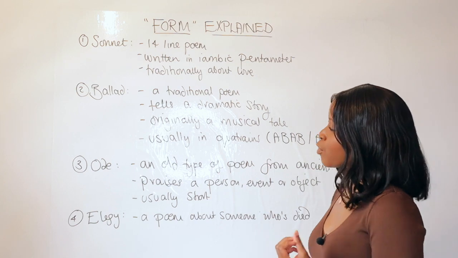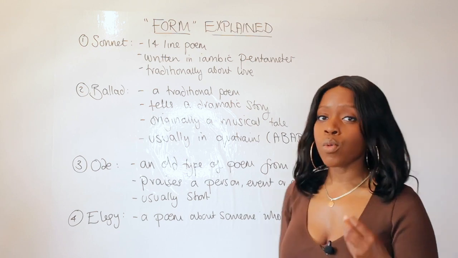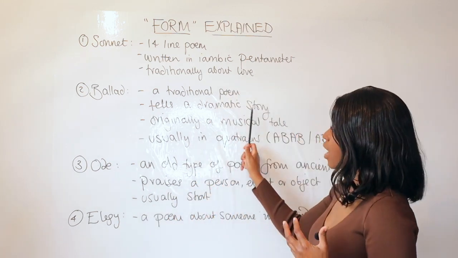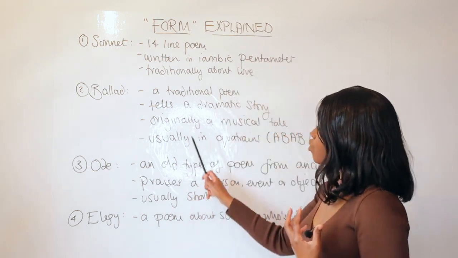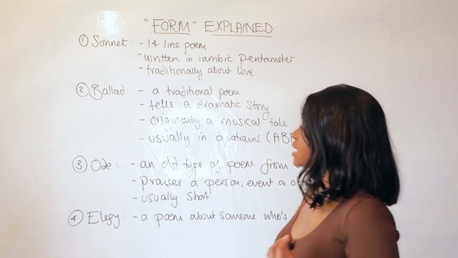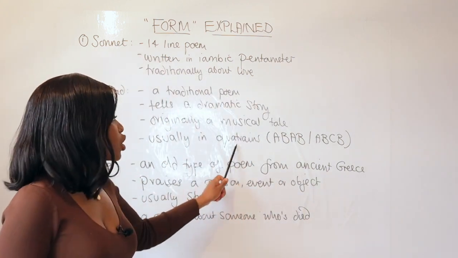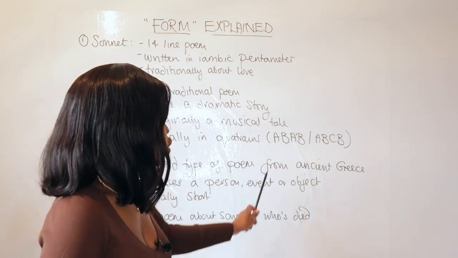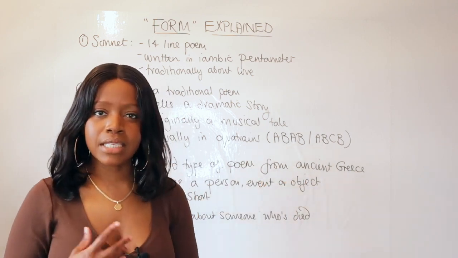Now, the next form to be aware of is a ballad. Now, a ballad is a traditional type of poem which tells a very dramatic story, okay? So a ballad must always have a dramatic story included within the poem. It's a very old style of poem, okay? And it was originally written as a musical tale, okay? And we usually find ballads are written in quatrains, in other words, 4-line stanzas, which are, in terms of the rhyme scheme, A-B-A-B or A-B-C-B, okay?